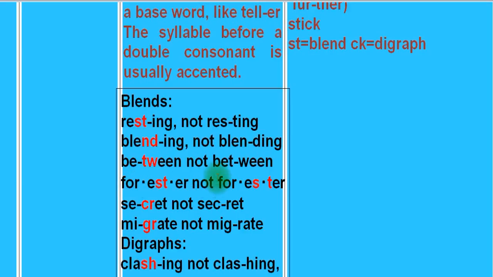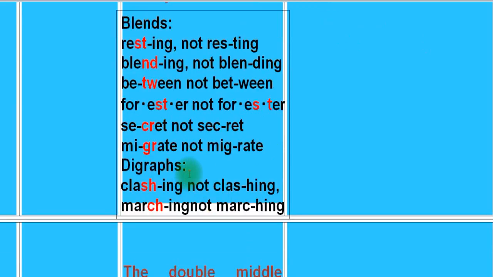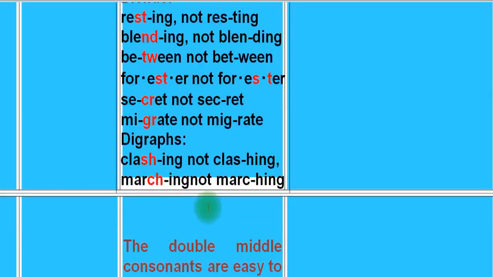I'm talking about the division, not their pronunciation. Secret, not sec-ret. And migrate, not mig-rate. As for the digraphs, clashing, not cla-shing, and we do not separate between S and H. March, marching, SH as a group, we don't separate between them.